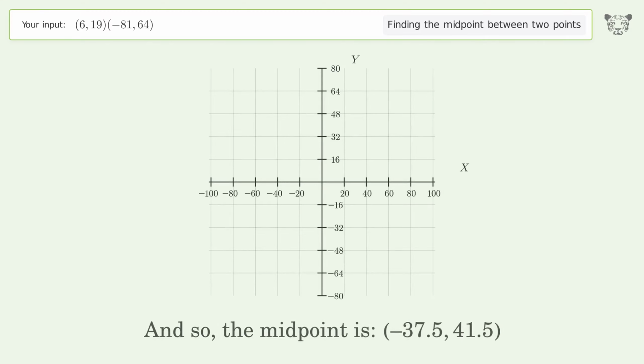And so, the midpoint is negative 37.5, 41.5.